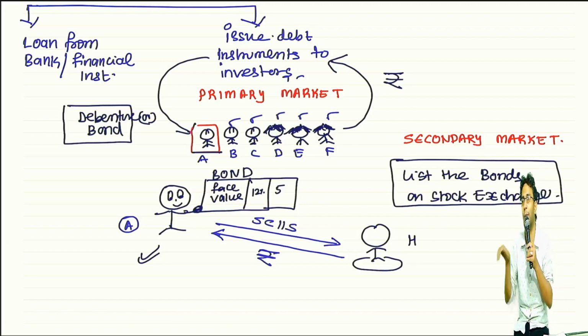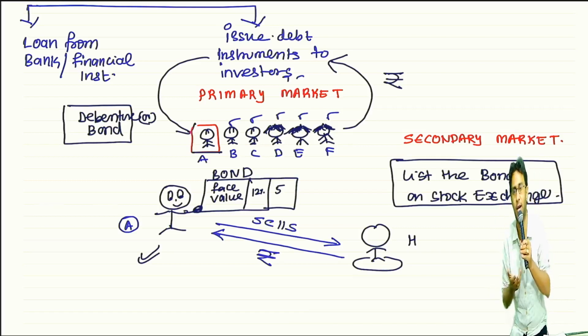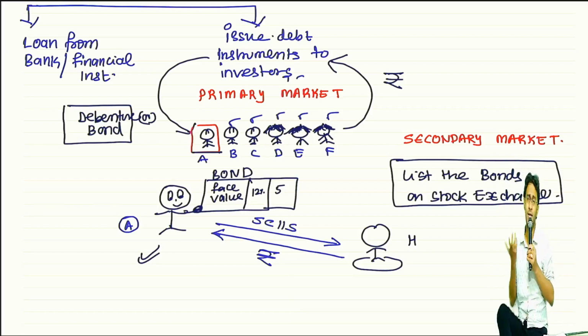For whom? For the company, there is liability. But the people who are trading here are not the company. The people who are trading here are investors. For investors, the bond is an asset. So, an asset is getting traded. There should be a buyer, there should be a seller. There are so many buyers in the market, so many sellers in the market.